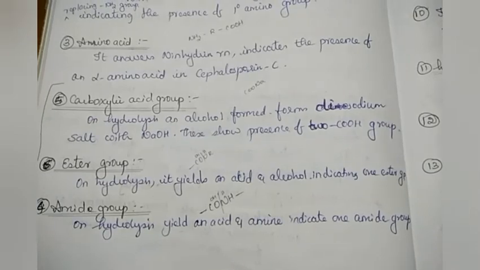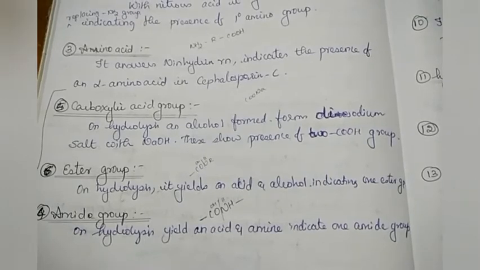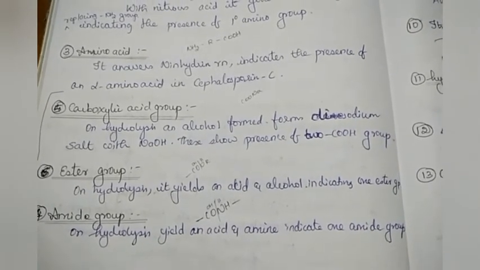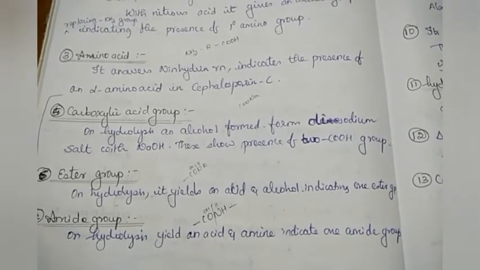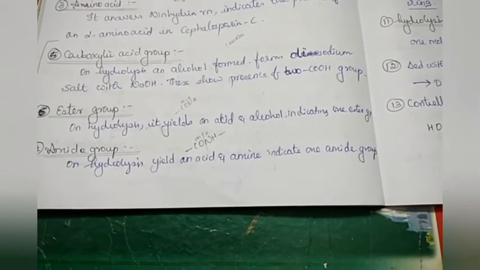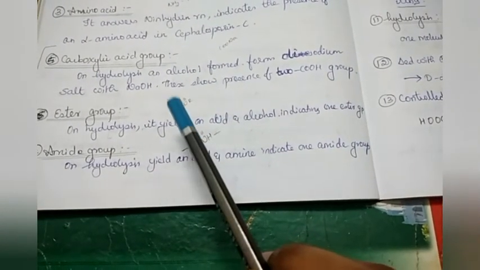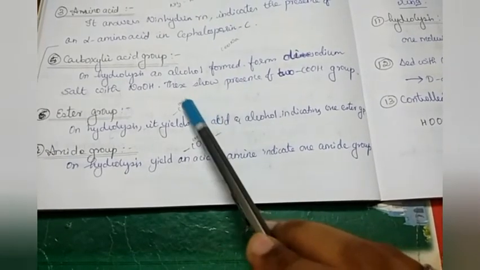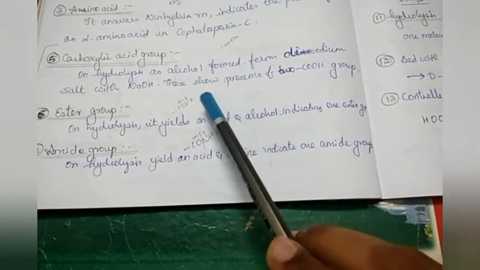Test for carboxylic acid. On hydrolysis an alcohol is formed. It also forms disodium salts, COONa, with sodium hydroxide. This shows that there are two COOH groups in cephalosporin C. On hydrolysis, cephalosporin C yields an acid and alcohol. This indicates that it has an ester group. We know that an ester is RCOOR. If it is COOR, when hydrolyzed, we get COOH and ROH, an acid and alcohol.